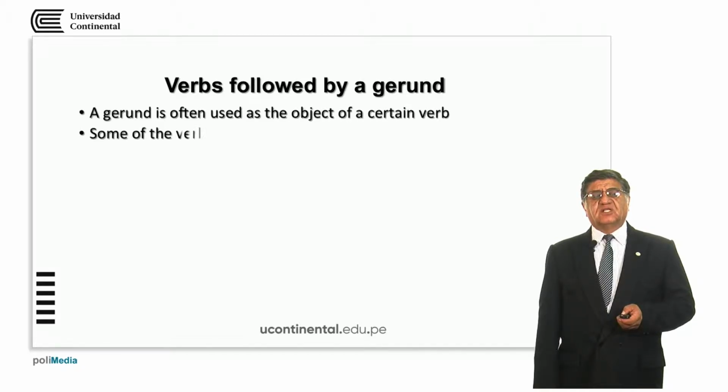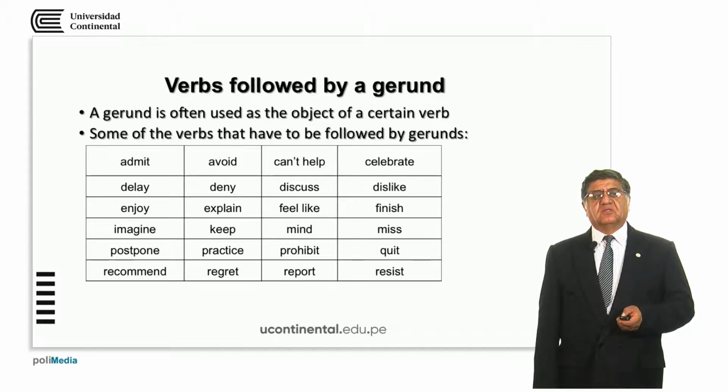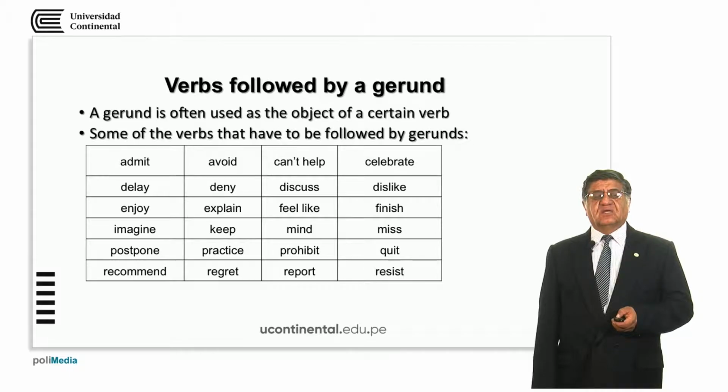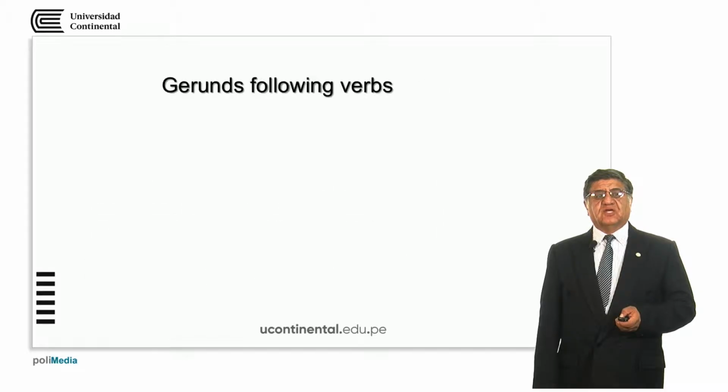There are many verbs that need to be followed by a gerund. Okay? Most of them are particular verbs, some of them are stative verbs. Let's see, a gerund is often used as the object of certain verbs, and they need to be followed. Admit, delay, enjoy, imagine, postpone. And we also have like, dislike, enjoy, hate, feel like. These are the most common, the like and dislike forms and related verbs to express that idea.